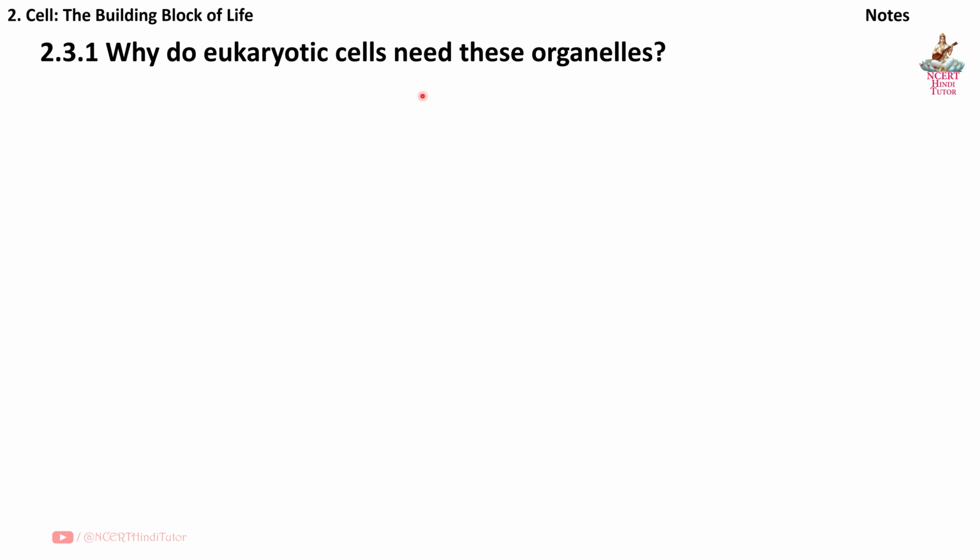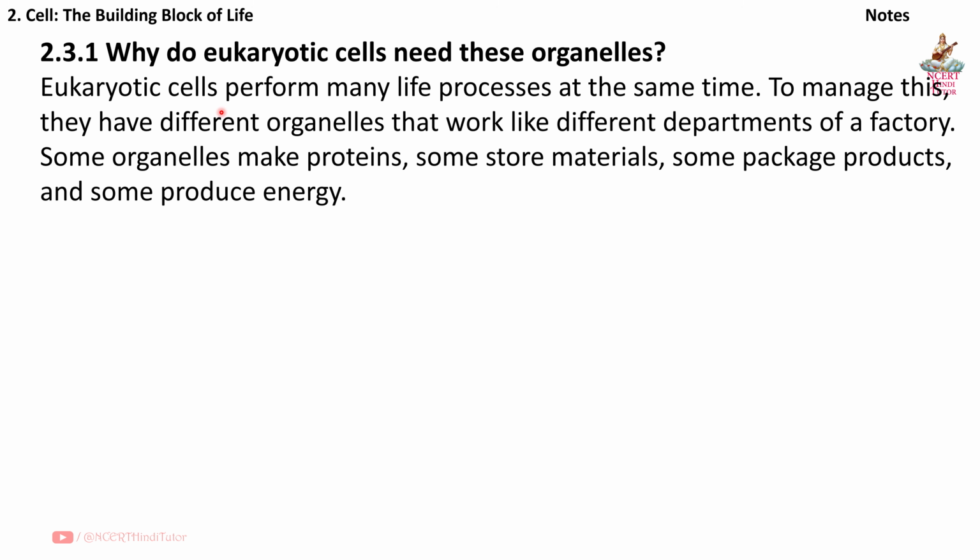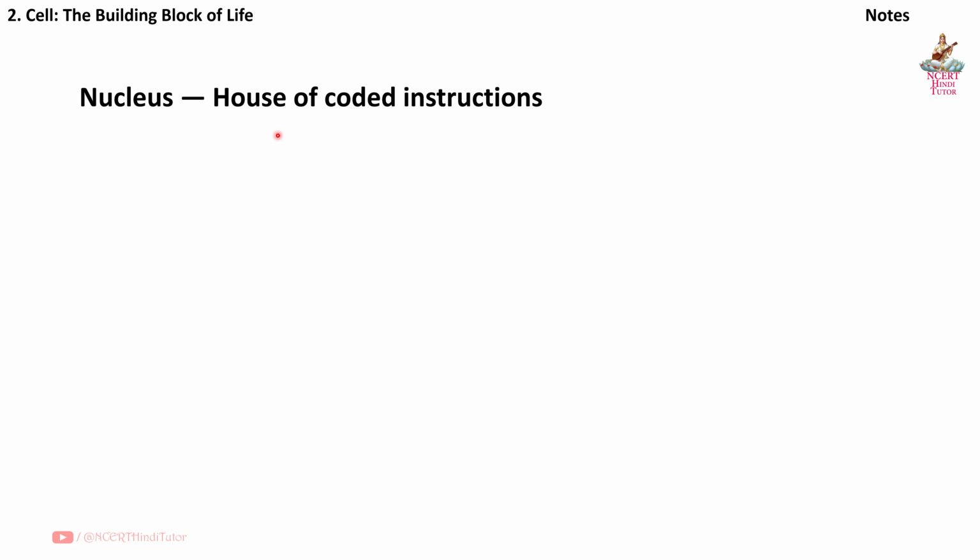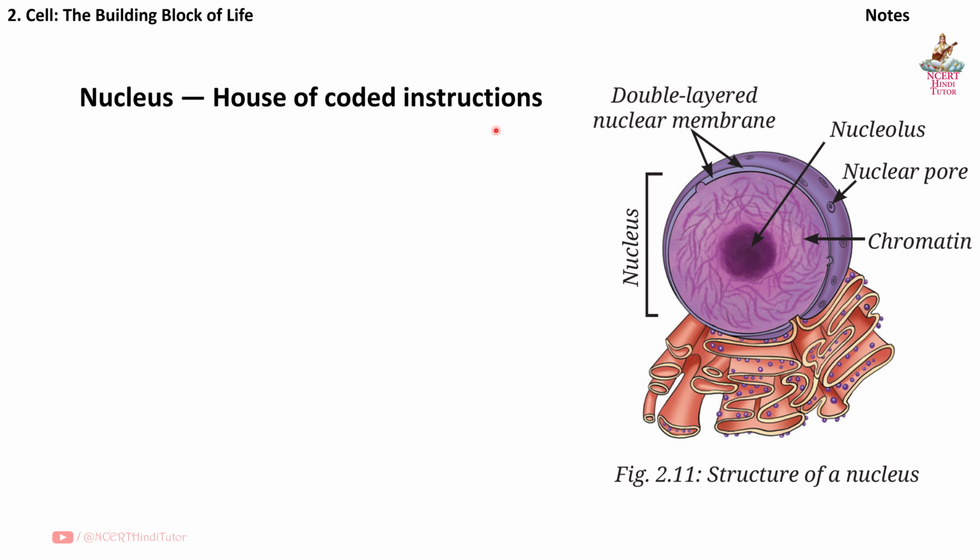2.3.1 Why do eukaryotic cells need these organelles? Eukaryotic cells perform many life processes at the same time. To manage this, they have different organelles that work like different departments of a factory. Some organelles make proteins, some store materials, some package products, and some produce energy. Nucleus, house of coded instructions.